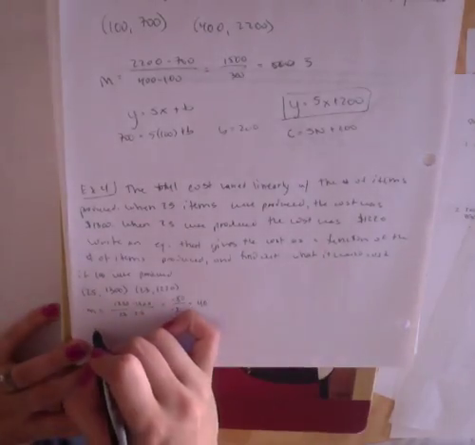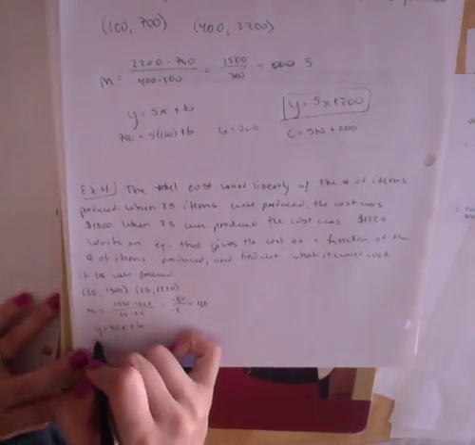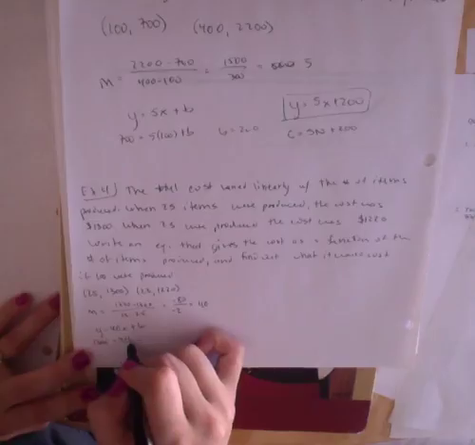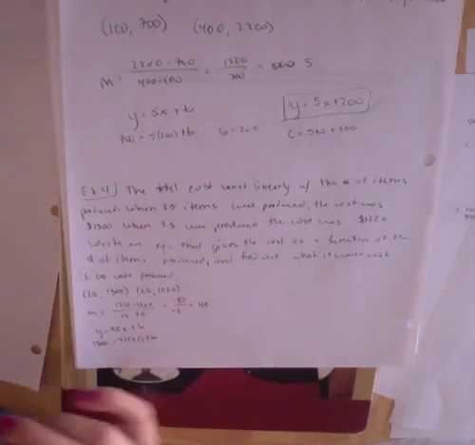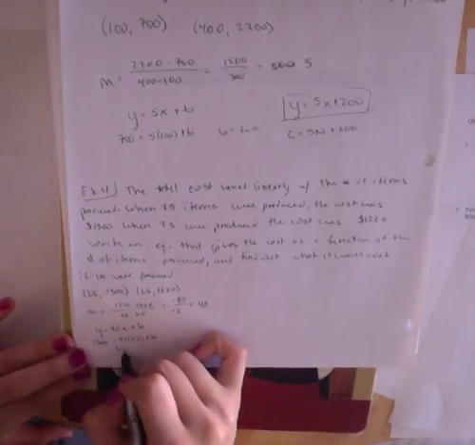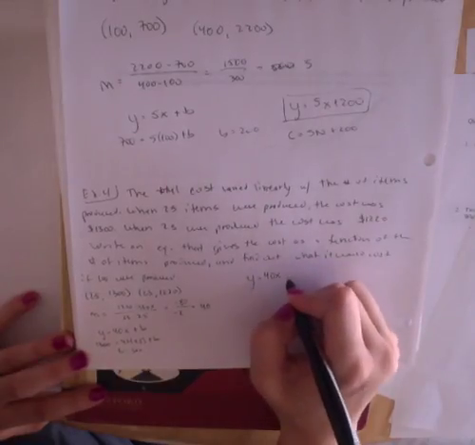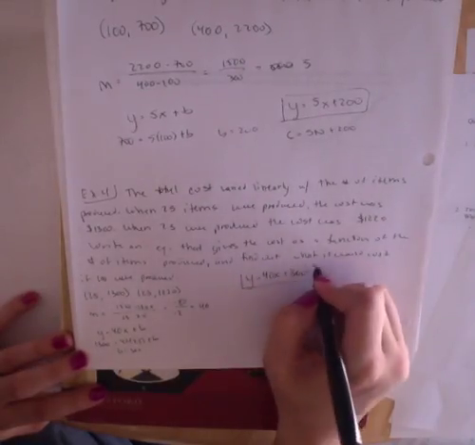So I have y equals 40x plus b. Then I plug in one of my points. 1,300 equals 40 times 25 plus b. And that gives me b is 300. So the equation of my line is y equals 40x plus 300.